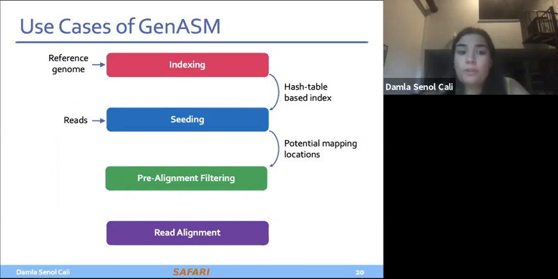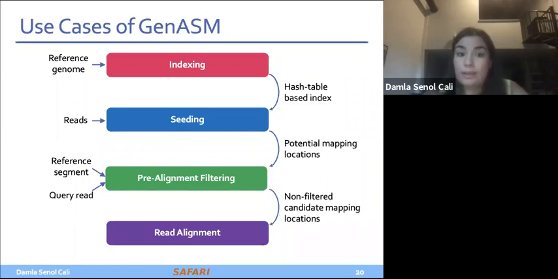So before going to the last alignment step, if you want to further eliminate some of these potential mapping locations, we have the third step, pre-alignment filtering, which uses filtering heuristics to examine the similarity between every read and its potential matching segment on the reference genome that are identified from the seeding step. And these filtering heuristics aim to eliminate most of the dissimilar sequences to decrease the number of required alignments.